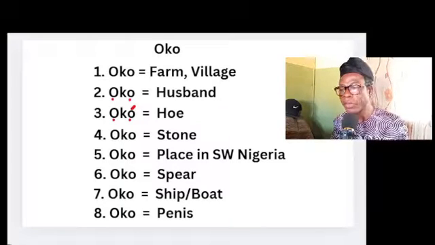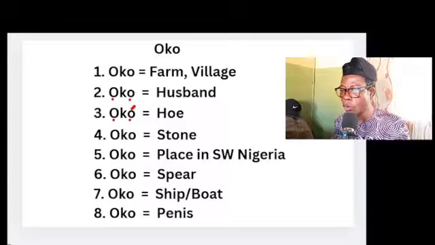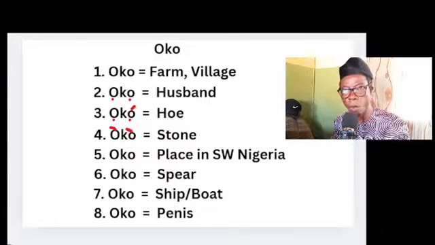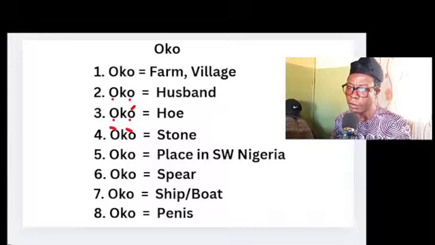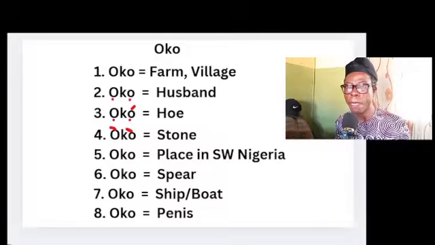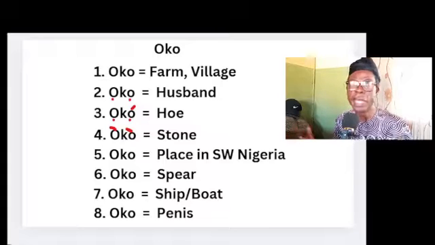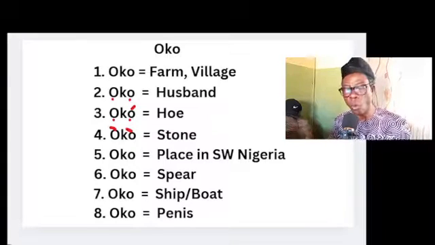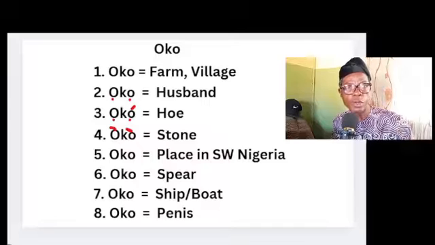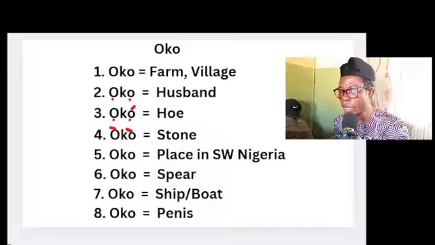The fourth one is stone. The stone you throw, ọ̀kò. So we're going to put this accent here, the grave accent, another grave accent here. That is ọ̀kò. The fifth one is also Oko, and it's a place. It's another place in southwest Nigeria, and it is used in a lot of sayings. Like Agọ́-Oko is very close to Sagamu in Ogun State of Nigeria.